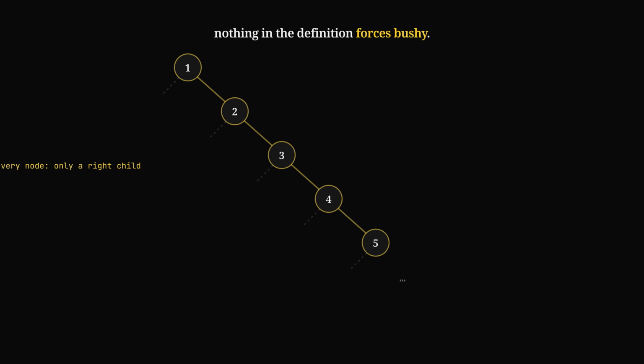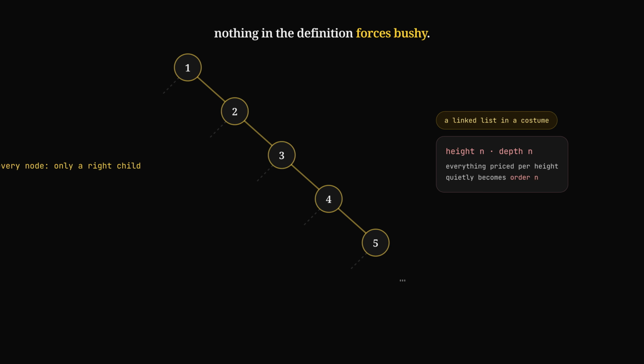A tree where every node has only a right child is a perfectly legal binary tree. And it's a linked list in a costume. Height n, recursion depth n. Everything priced per height quietly becomes order n. Hold that thought. It is next lesson's whole subject.